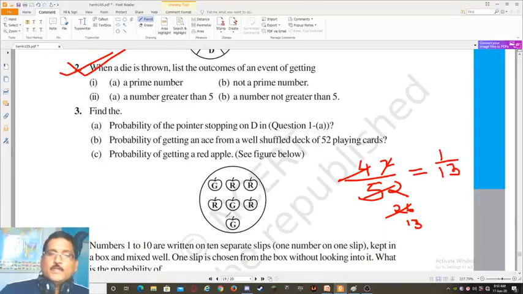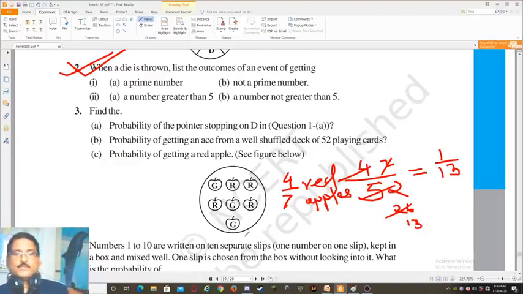Probability of getting an ace. Probability of getting a red apple. So here you see apples. How many apples are there? 4 red ones there. So 4 out of 7. 4 by 7 is for red apple. Okay, the probability of a red apple is 4 by 7.